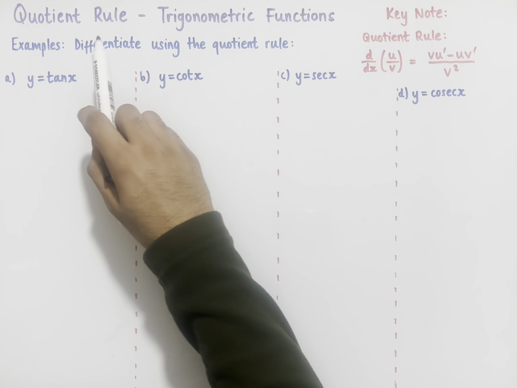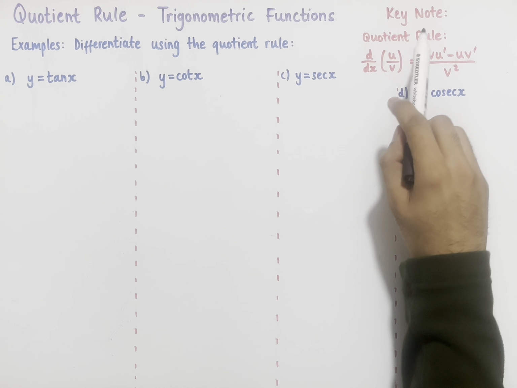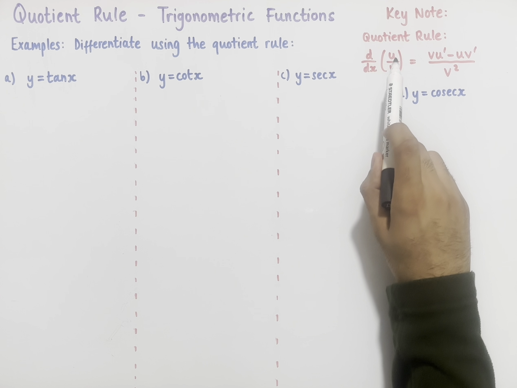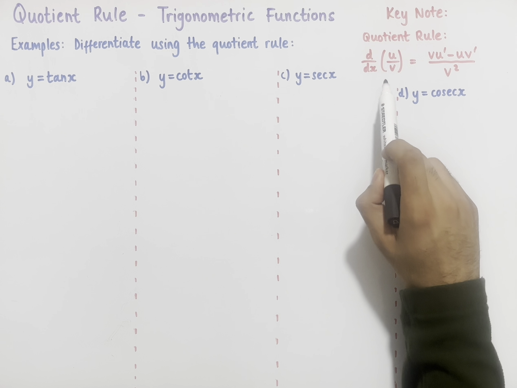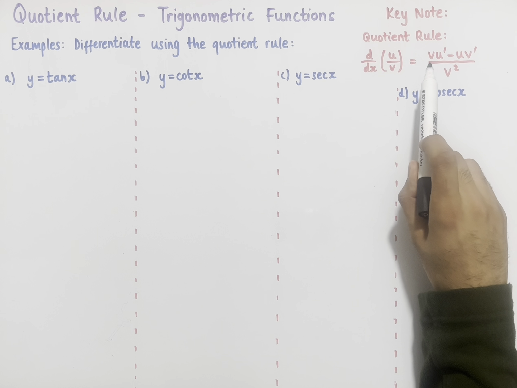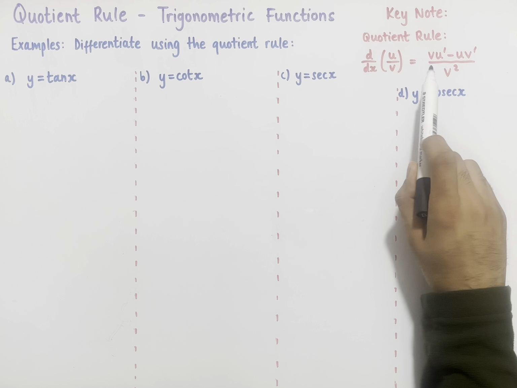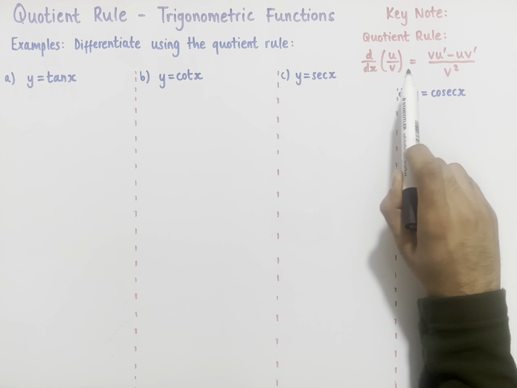Let's look at the quotient rule for trigonometric functions. The keynote is that the quotient rule says if we want to differentiate a function in the form u over v, so a quotient, then that is equal to vu dash minus uv dash over v squared, where u dash is the derivative of u and v dash is the derivative of v.